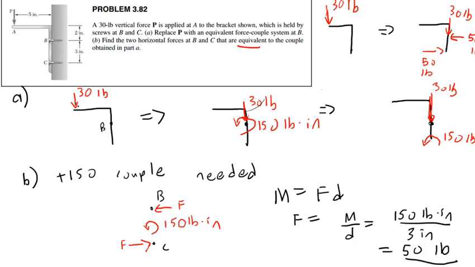All I'm saying is this is equivalent to this. That's really all I'm saying. So the 30-pound force generates a moment about B? The 30-pound force will generate a moment about B of 150 pound-inches, yes. And moving the 30 pounds to that point, in addition to the moment generated by that couple, would be the same. Yes, yes. Okay.